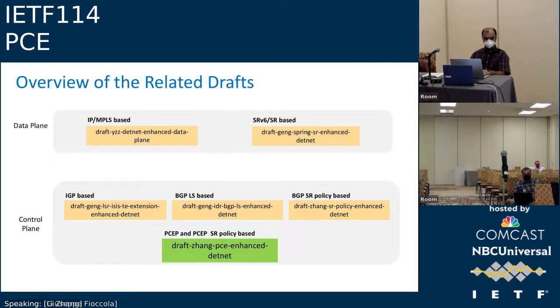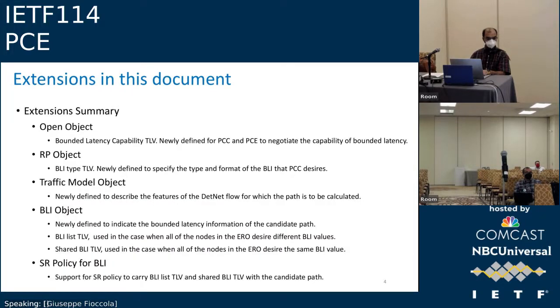This is the overview of the related drafts. We have two enhanced DetNet drafts for the data plane and four drafts for the control plane. This is the summary of the extensions. For the open object, the bounded latency capability TLV is extended to negotiate the capability of bounded latency. The BLI type TLV is extended to the RP object to specify the type and format of the BLI that the PCC desires. We define the traffic model object to describe the features of the DetNet flow for which the path is to be calculated.